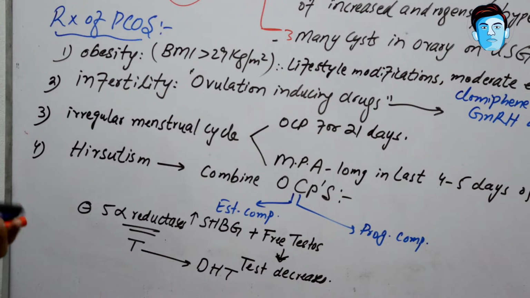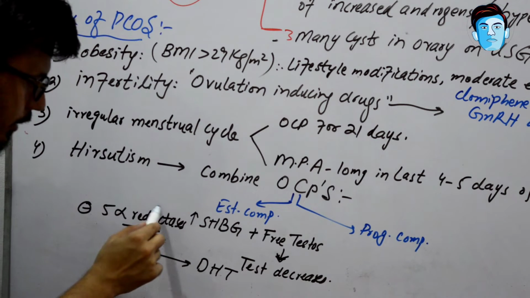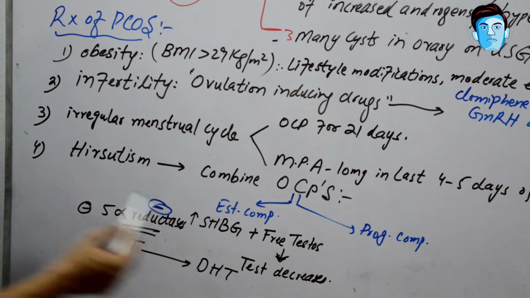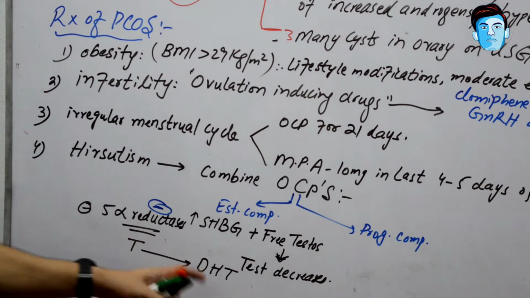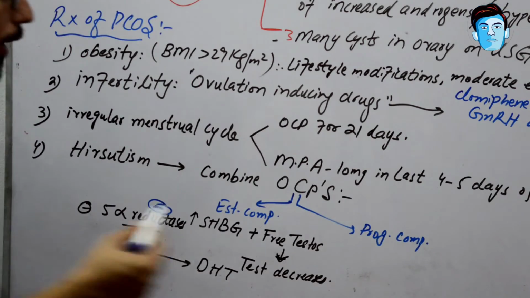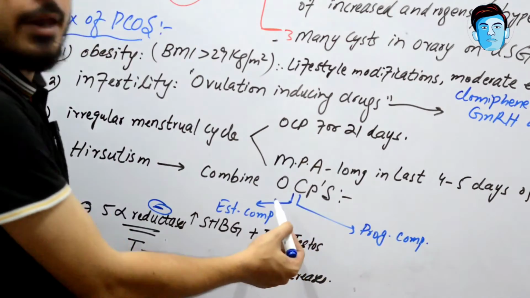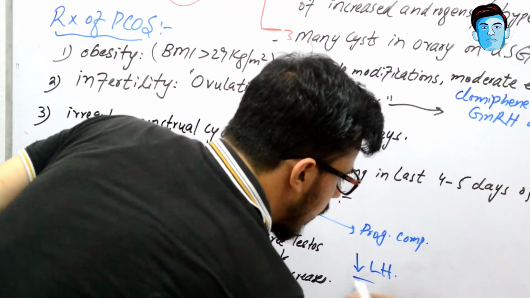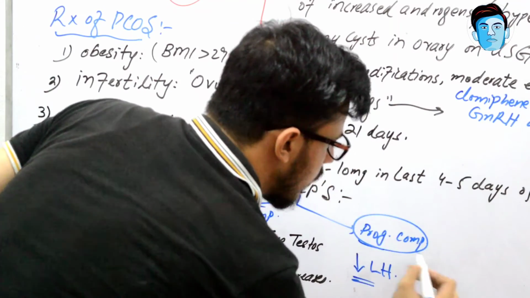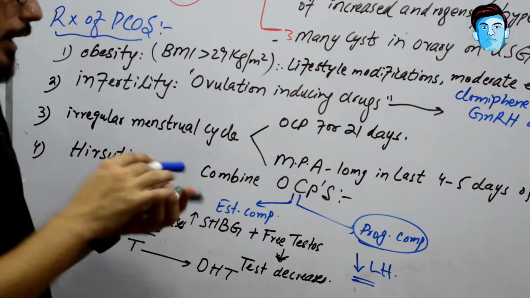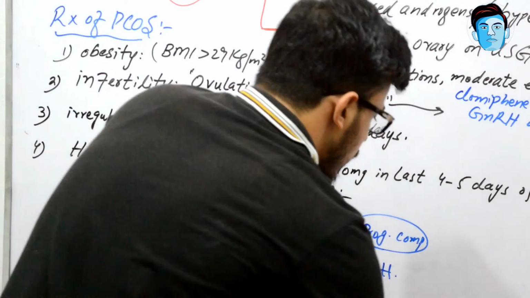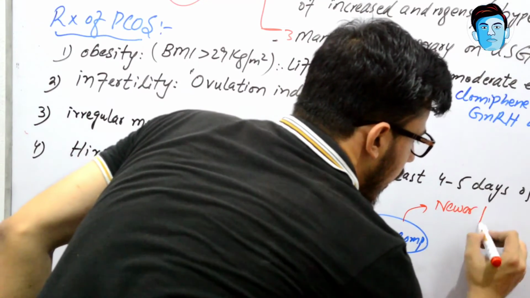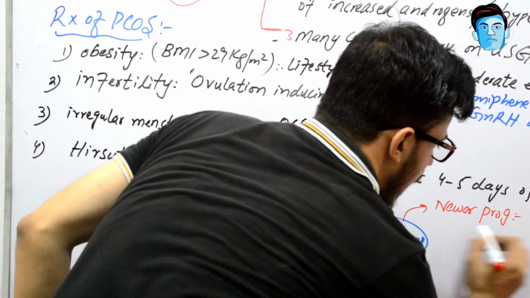So the estrogen component inhibits 5-alpha reductase, so the testosterone can't convert into dihydrotestosterone, and in turn its level decreases, while the progesterone component of combined oral contraceptive pills decreases the level of LH. Now usually the progesterones that are given are newer progesterones, meaning they have the least androgenic activity.